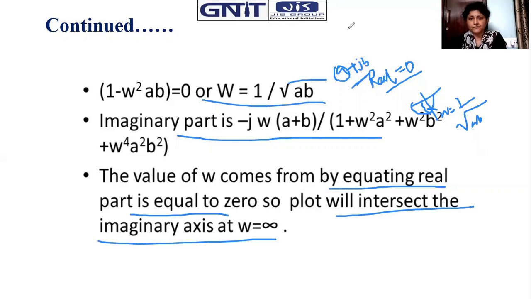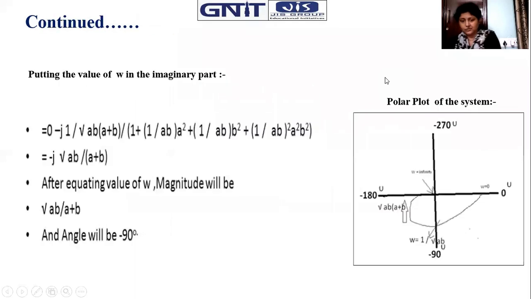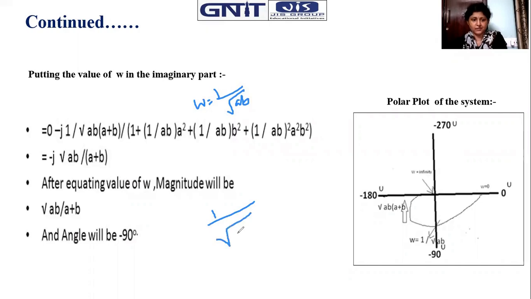Okay, so let's see the phasor polar plot. Putting the value of omega in the imaginary part, what magnitude do we get? What was the omega? 1 by root under AB. You can put it in the whole magnitude expression also. So the magnitude is root under 1 plus omega square A square, and 1 plus omega square B square.